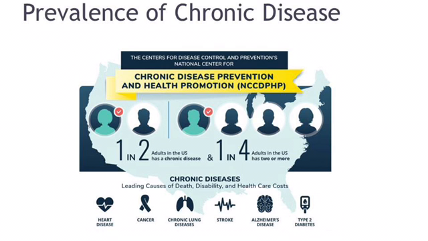Currently, 1 in 2 adults has a chronic disease, and 1 in 4 adults has 2 or more chronic diseases. So certainly these chronic conditions are still very, very prevalent in our society. So for the next few slides, we'll take a look at some of the causes and some of the risk factors for those chronic diseases.